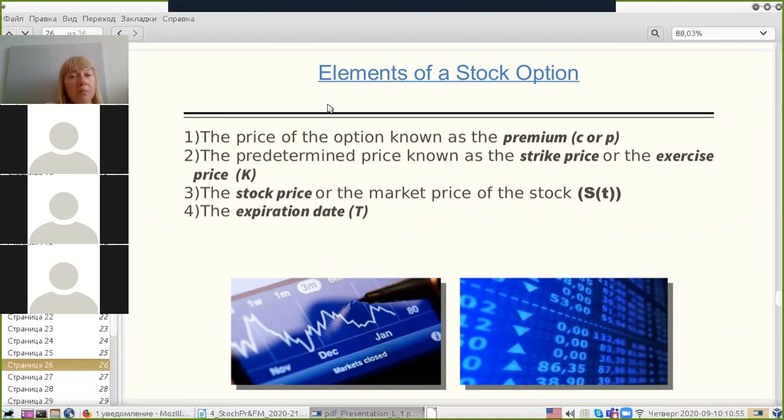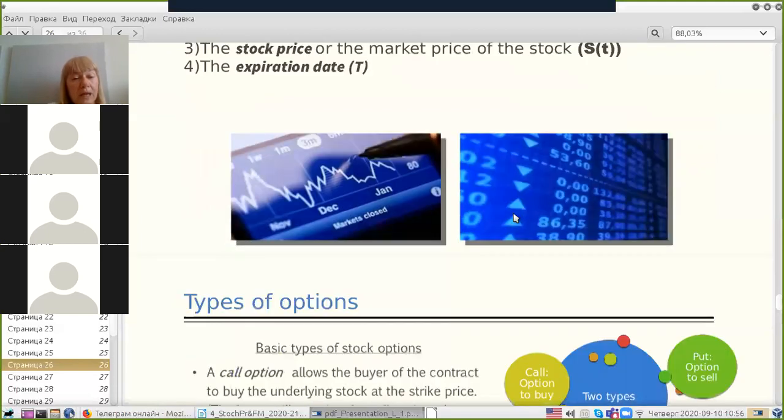So, what are the elements of stock options? It is the price of the option, known as the premium. It is the predetermined price, known as the strike price. Remember these terms: premium, strike price or exercise price, which will be the letter K. The stock's price is S of T, and the expiration date is capital T. So you should remember this. Premium will be little c or little p, because of the call or put option.